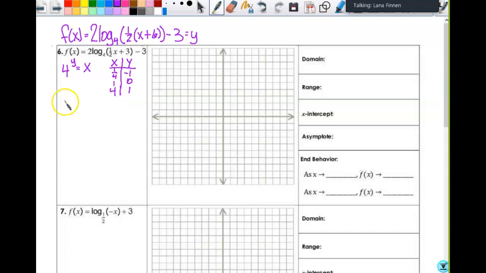Then when I look at my transformations, this 2 means I have a vertical what? Stretch by 2. That 1/2 means I have a what? Horizontal stretch by 2. Then the 6 means I go left 6, and then I go down 3.